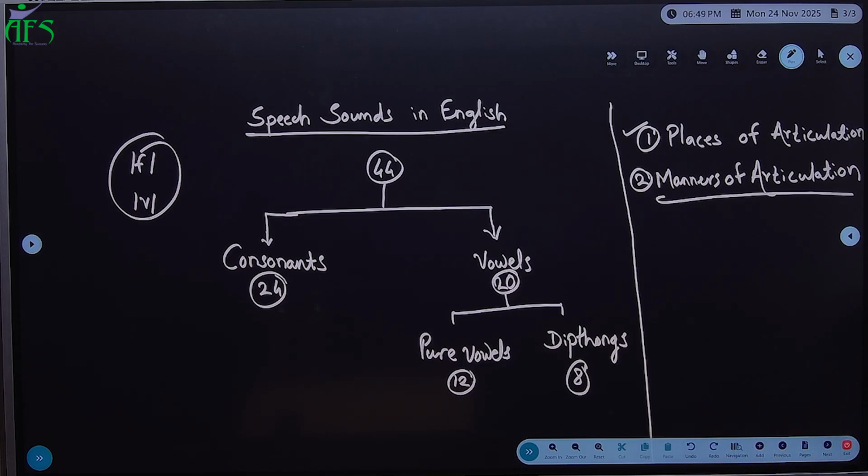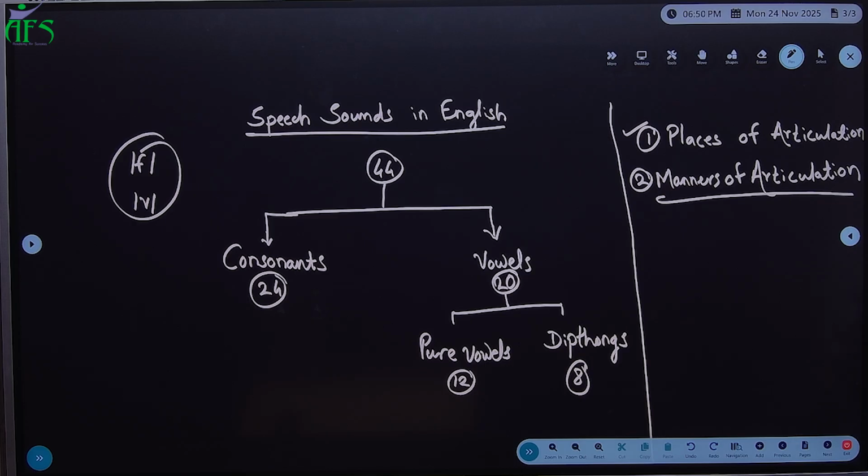The English language has voiced as well as voiceless fricatives, and a good number of them. You will find around 8 fricatives here, like f, v, s, z, th, and two more, sh and zh, right? These are the fricatives.